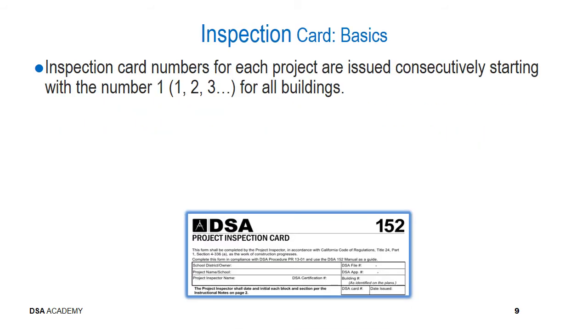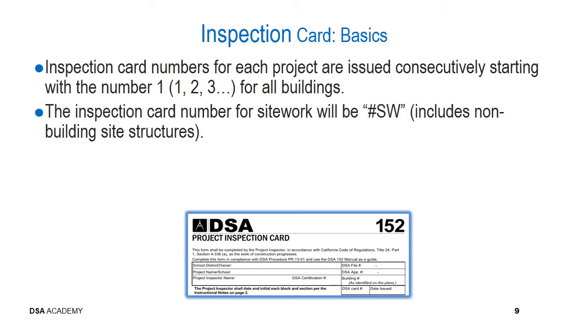DSA had many meetings and committee hearings to try and come up with what would be an appropriate numbering method for these inspection cards. After many deliberations and debates and discussions, we came up with this ingenious method: 1, 2, 3 for all buildings. In addition, we all recalled being back in kindergarten and recalling that there was also that number SW, and this is what we've used for the site work. I hope you're appreciating the humor as we go through this.